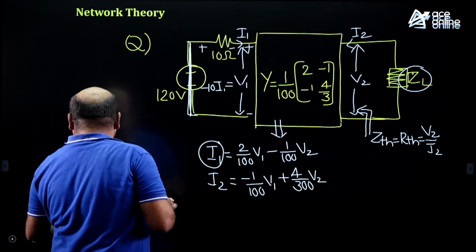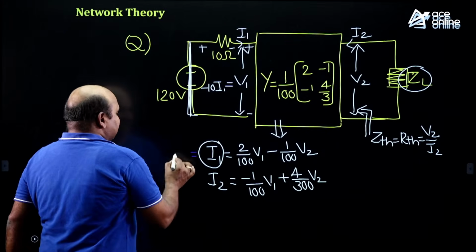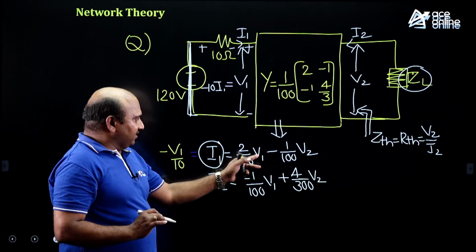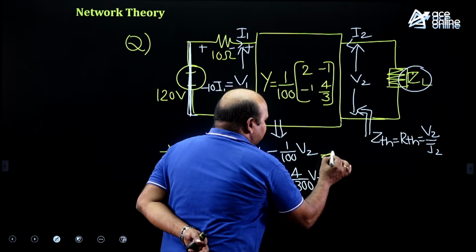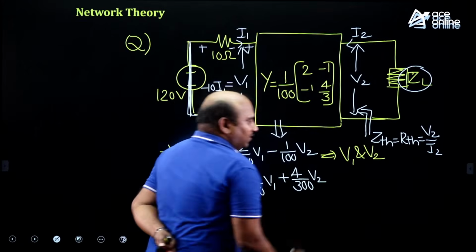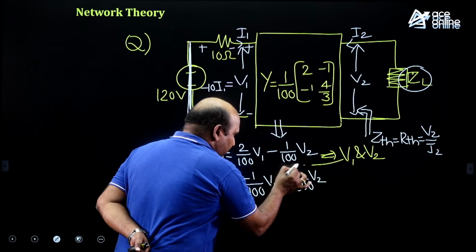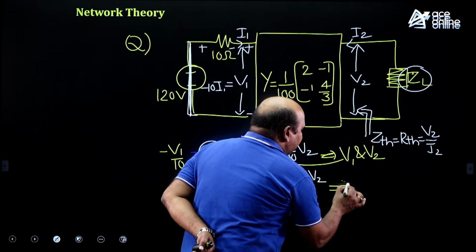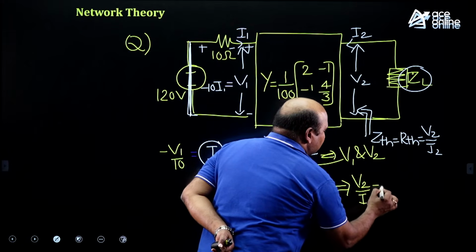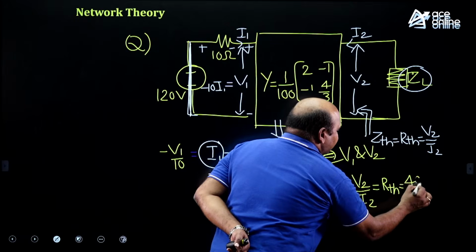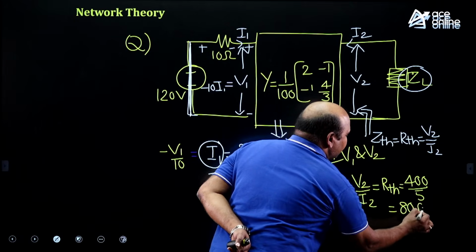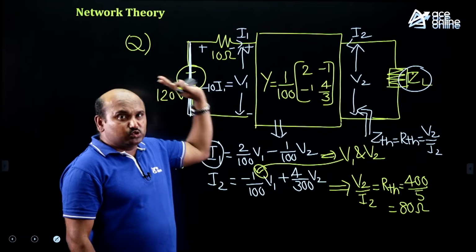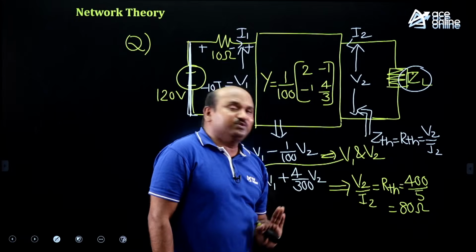Now I1 is equal to minus V1 by 10. Taking that minus V1 by 10 with 2 by 100 V1 minus 1 by 100 into V2, you will get the relation between V1 and V2. Substitute the value of V1 in terms of V2 and simplify, and finally you will get V2 by I2 equal to R Thevenin's, which is 400 by 5, equal to 80 ohms. So at ZL equal to 80 ohms, we get the maximum power from source to load. The answer for this ZL value is 80 ohms.